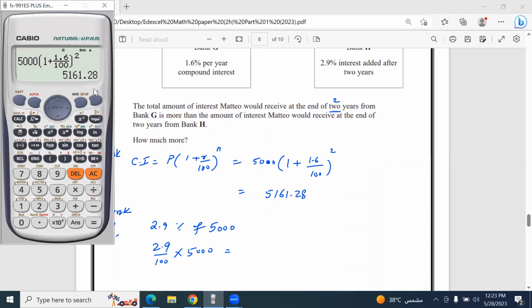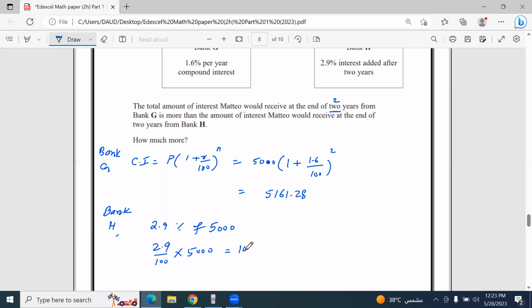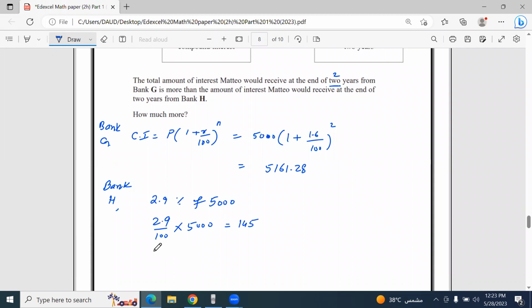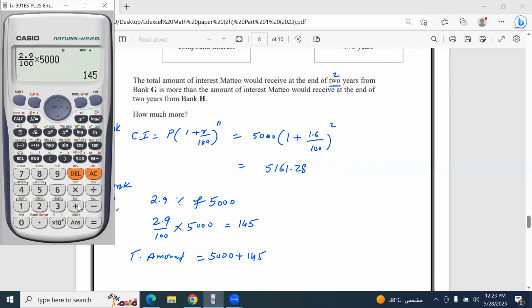That gives me, we can check here, 2.9 divided by 100 multiplied by 5,000. That gives us 145. It means the total amount after 2 years that bank H will offer is 5,000 plus 145, which gives me 5,145.